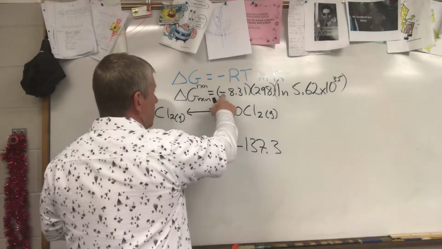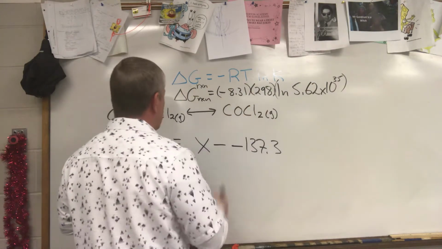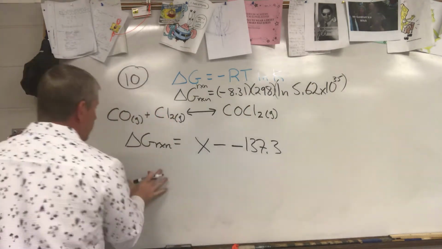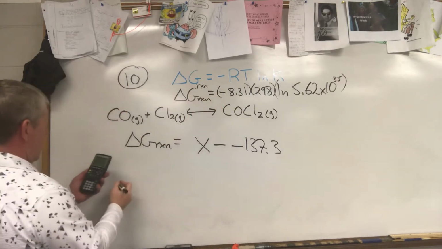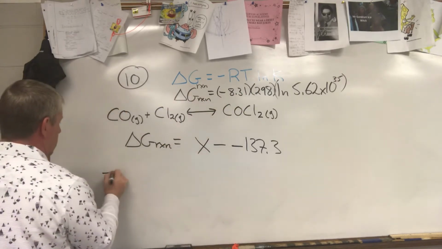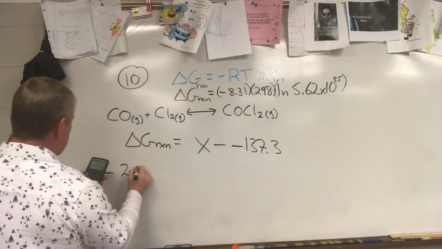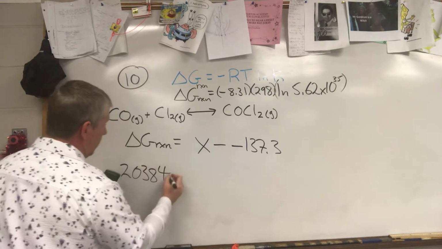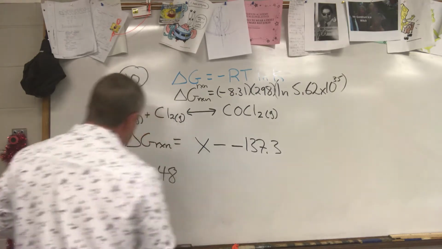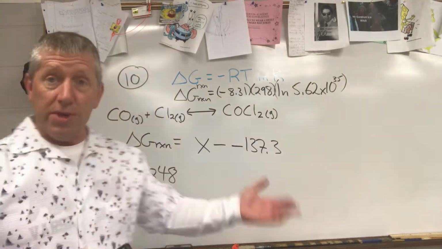And it's a negative too. Don't forget the negative doesn't go away. It's still there. So what I end up getting for this heat of the reaction is a negative 203,848, so I'll round that to 848. So 203,000 plus.